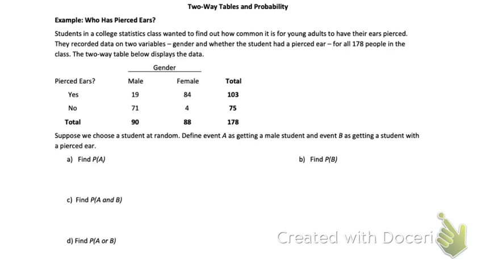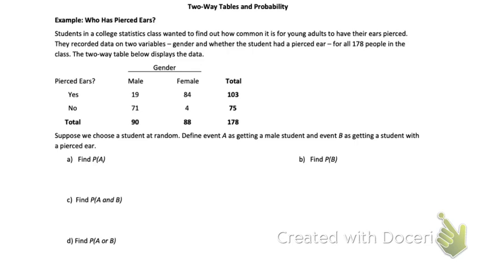How many males were in the class? 90. How many people in the class had their ears pierced? 103. How many males in the class had their ears pierced? And how many total people were in the class? Very good. So what we're going to do, guys, is we're going to use that information.